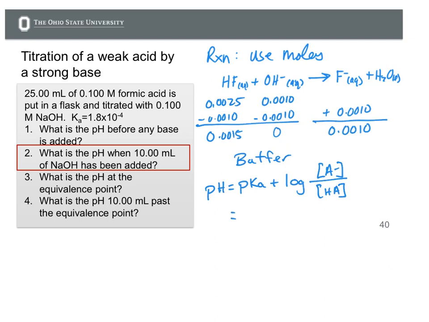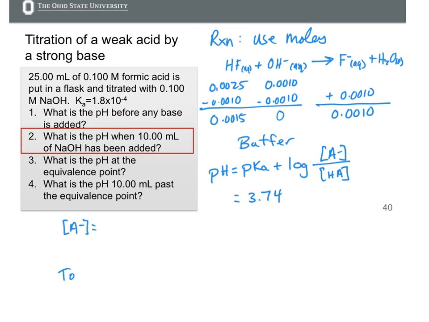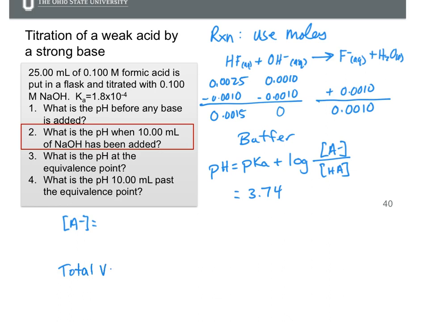Okay, so our pKa is 3.74. We need some concentrations, A minus and HA. We need a total volume. Okay, so let's do total volume first. We started with 25 mLs of formic acid, and we're adding 10 mLs of sodium hydroxide. So now in the flask we have a total of 35 milliliters of solution. So these moles of HF and F minus that we're calculating, those are all going to be divided by the 35 milliliters.